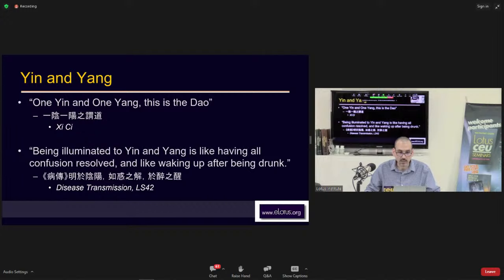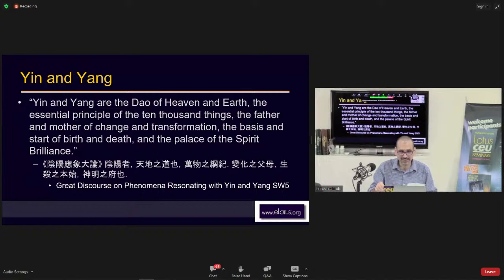Being illuminated to yin and yang is like having all confusion resolved and like waking up after being drunk. Yeah, that's definitely good stuff. This is from Suwen chapter 5. So they've been telling us, right? They've been telling us for 2,000 years. Hey, listen, you want to understand all this? This is what you understand.